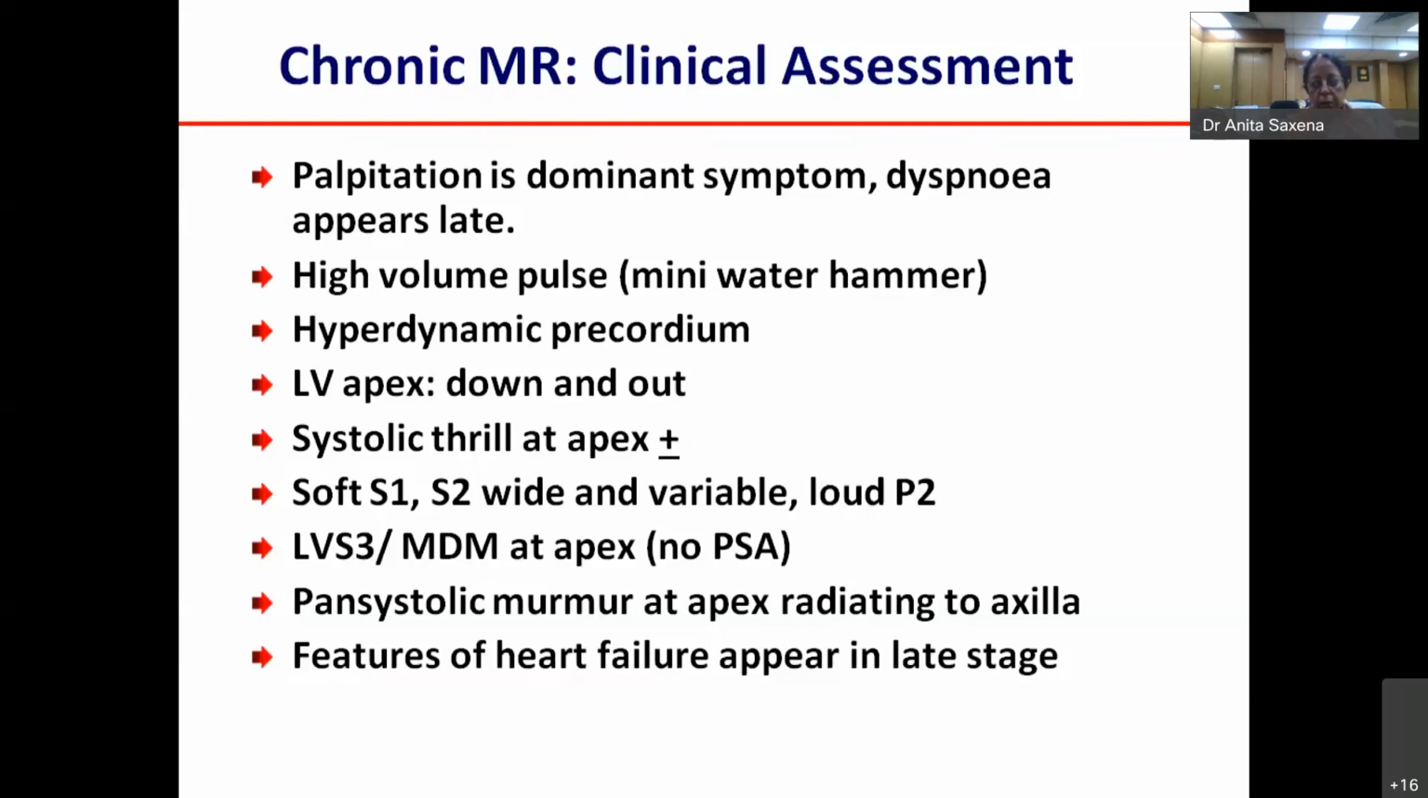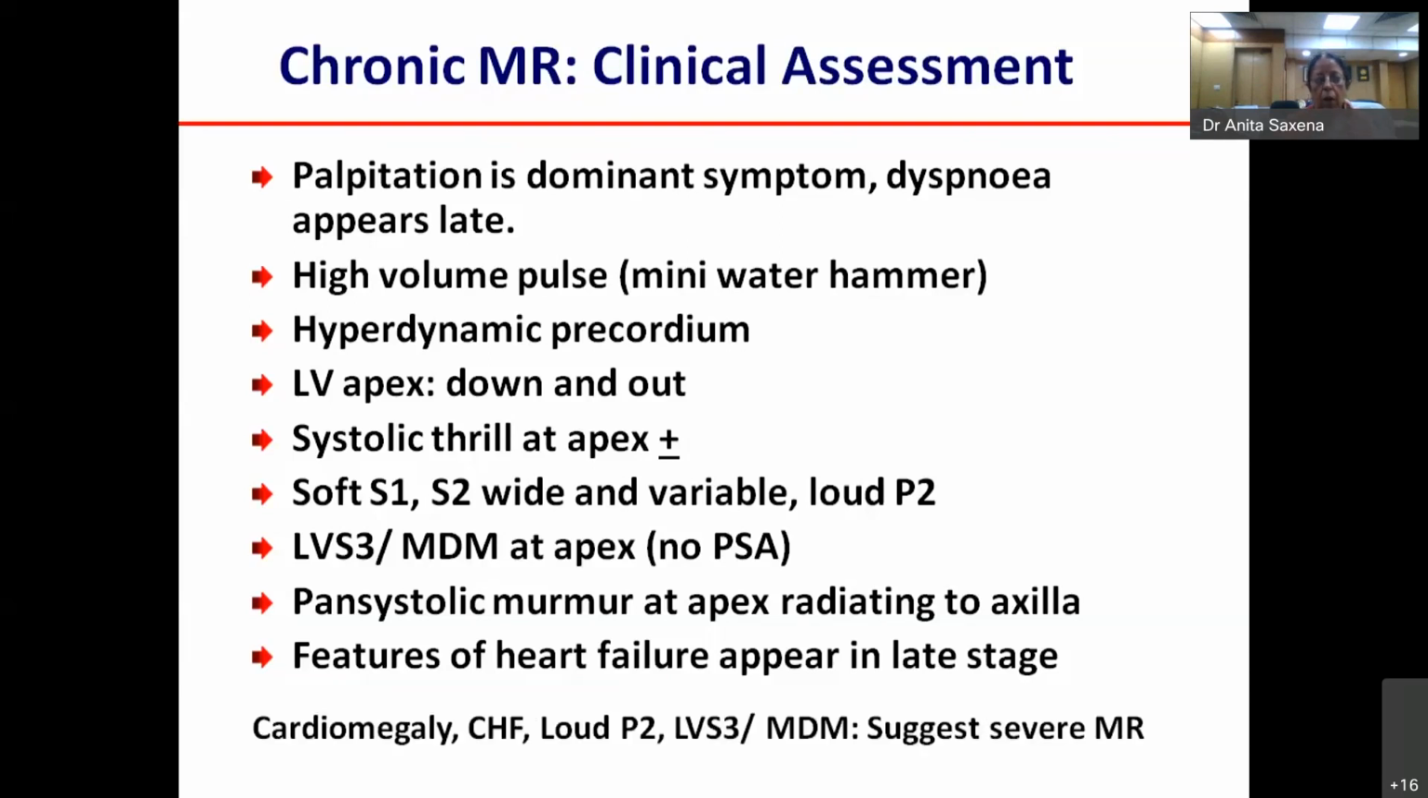Heart failure occurs much later. As I said, patients may be asymptomatic for a long period of time. Heart failure is a later feature in chronic MR. Heart failure may be there in acute MR, like in rheumatic carditis, but in chronic MR, heart failure occurs later and would usually indicate presence of left ventricular dysfunction.